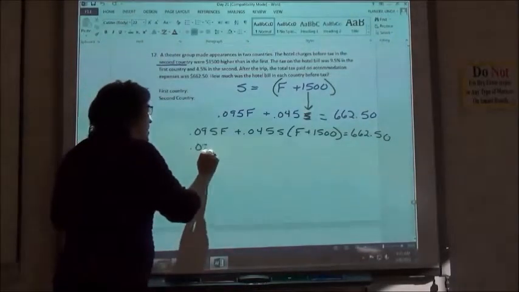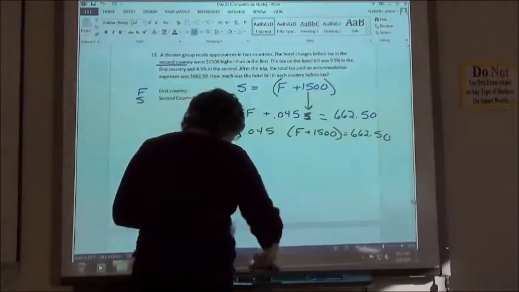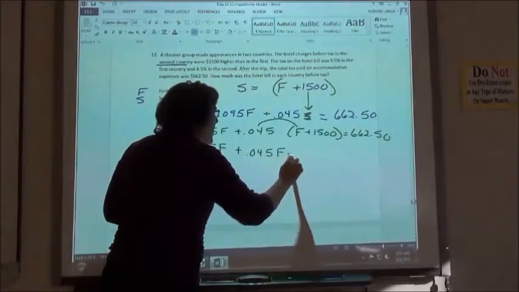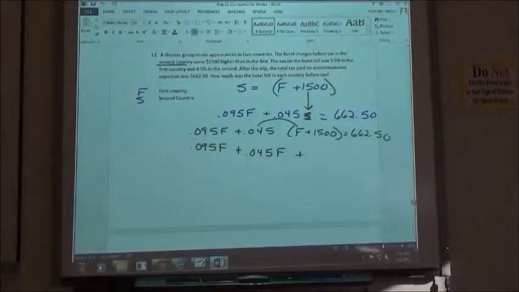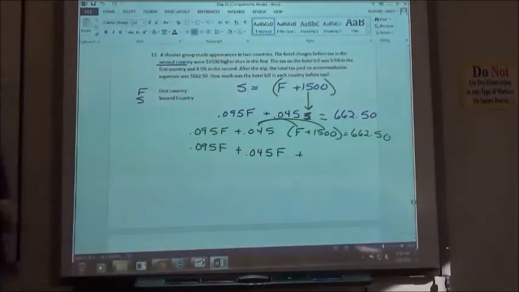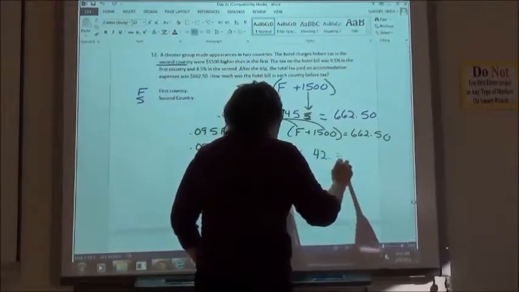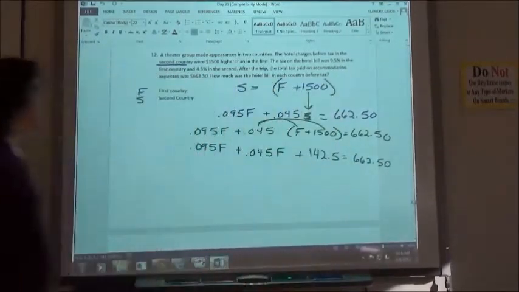So 0.095F. Using my distributive property, 0.045 times F, 0.045F, plus I'd have to take 0.045 times 1,500. 0.045 times 1,500 would give me 142.5.